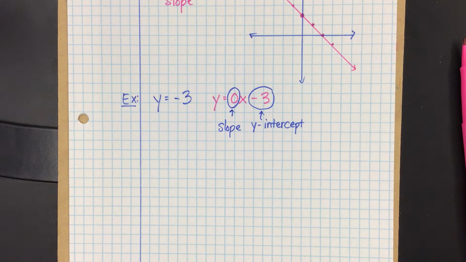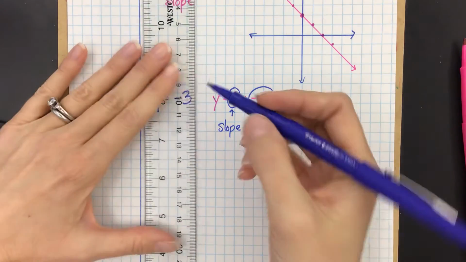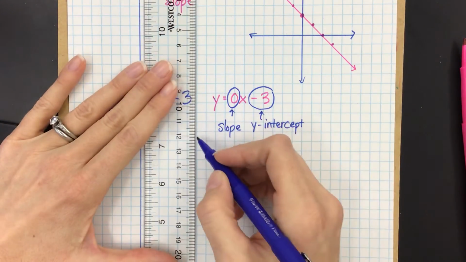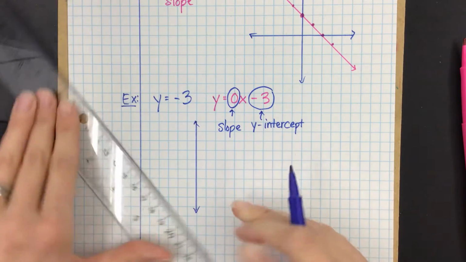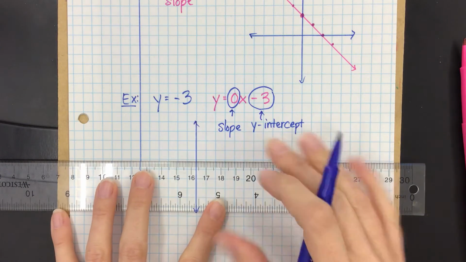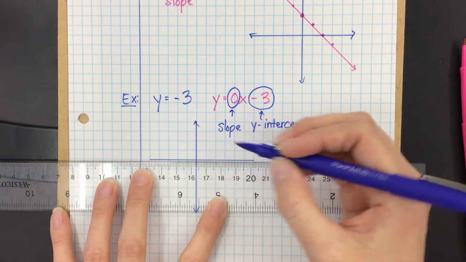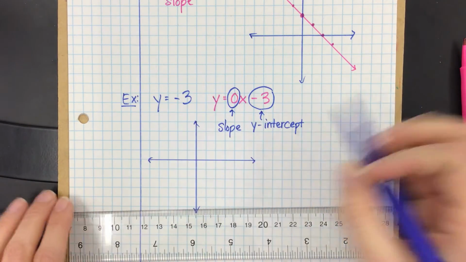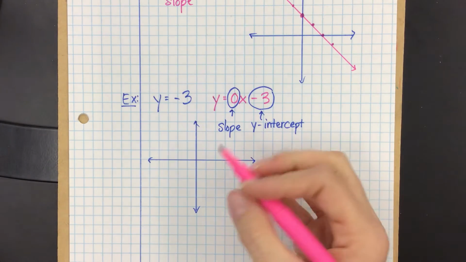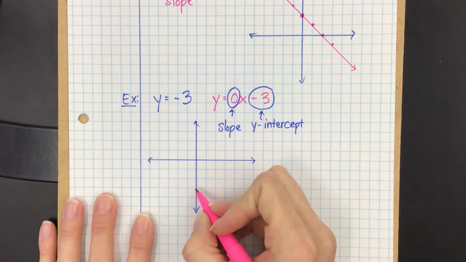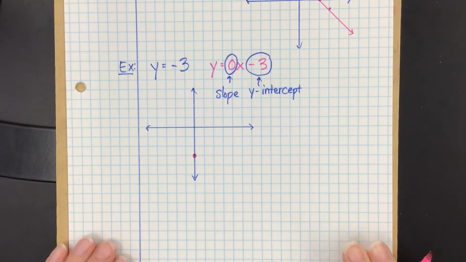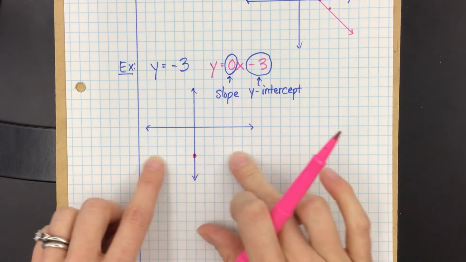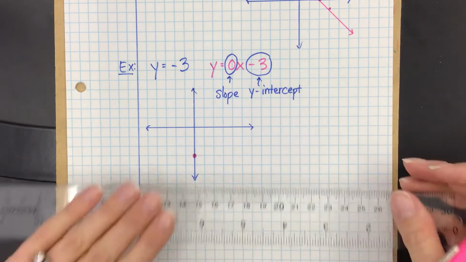Good. Okay, so if your y-intercept is -3, then we can put this point right here, -3. And then a slope of 0 is just a horizontal line.